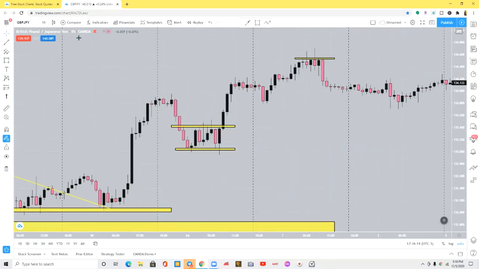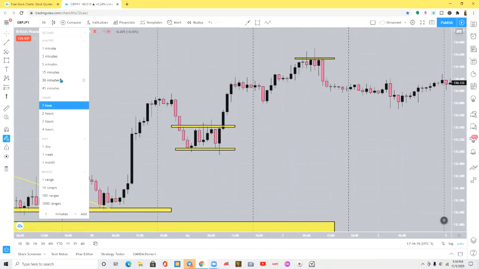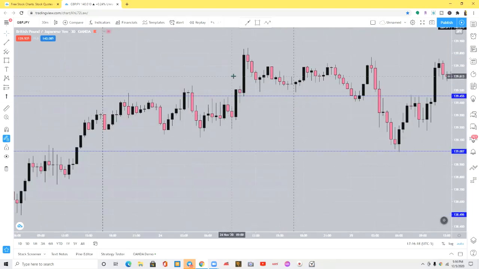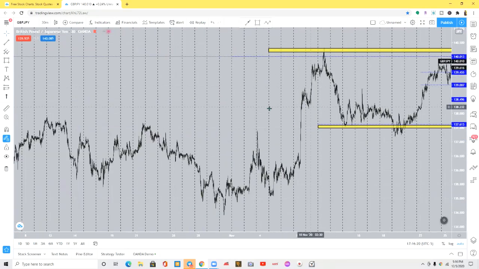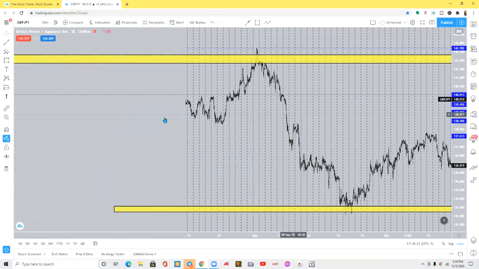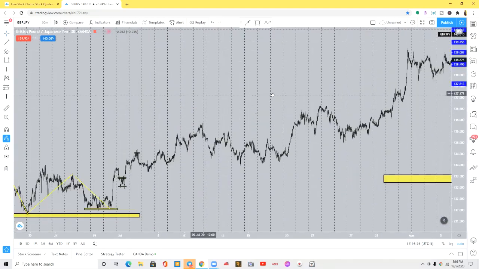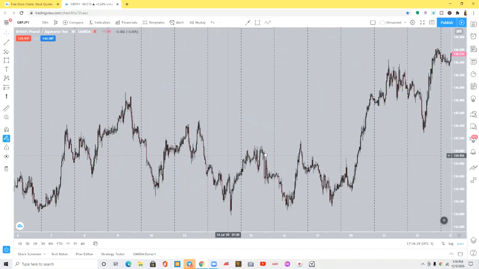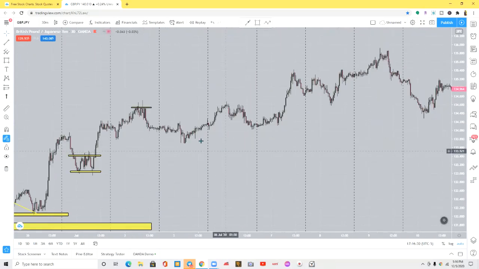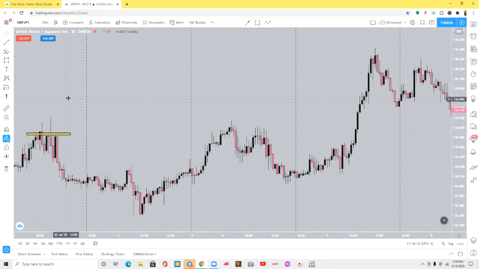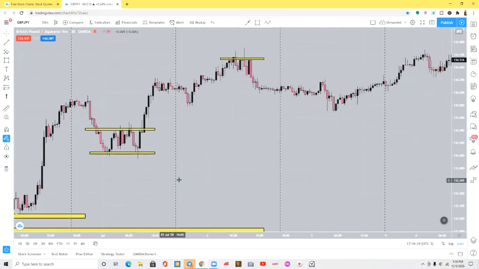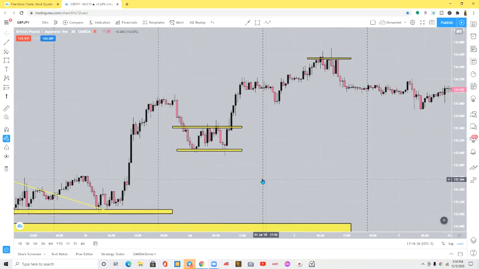Because this is happening, let's go down to the 30. Where are we at? Okay, we're right here. This is the 30-minute time frame right here. Same thing, it's just that the candles develop differently. It's a 30-minute time frame.